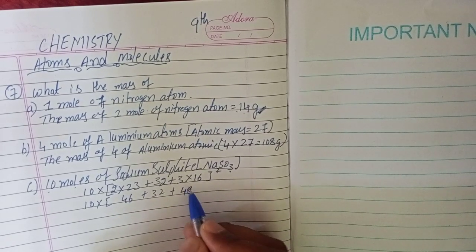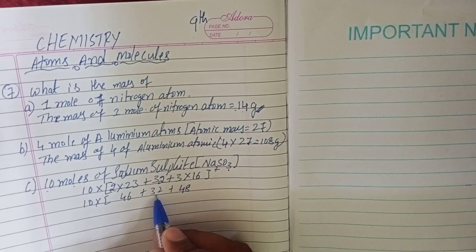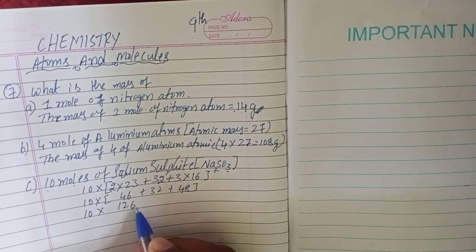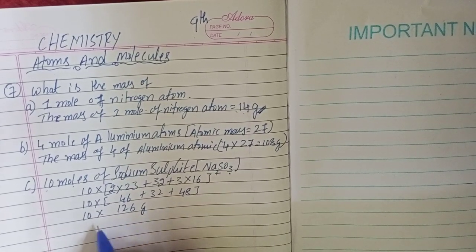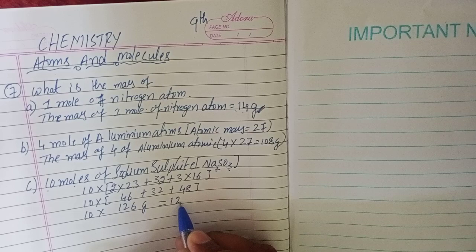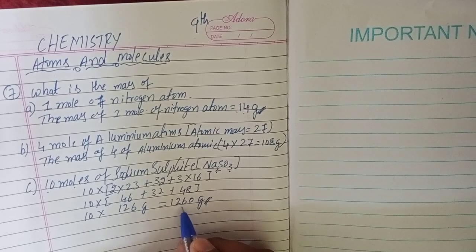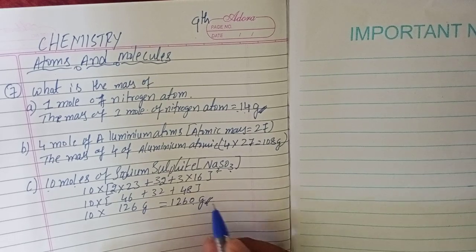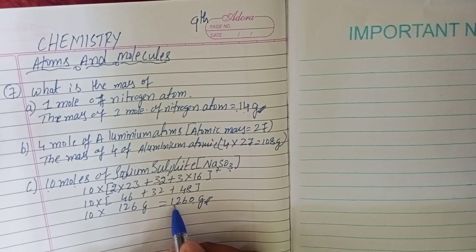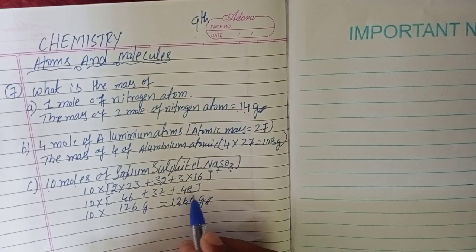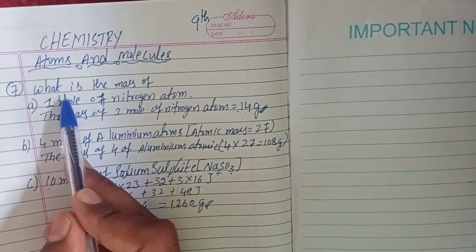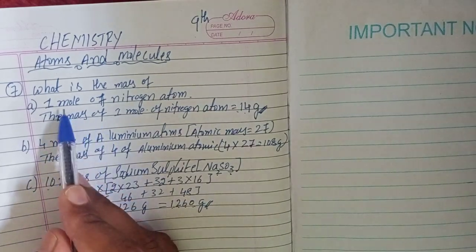So you have to simplify this. 46 plus 32 plus 48, total is 126 grams. So total, 10 into 126, that is 1260 grams. 1260 grams of mass is there for 10 moles of sodium sulfite. Okay, so this is the seventh question, what is the mass? From the moles you have to convert to mass.